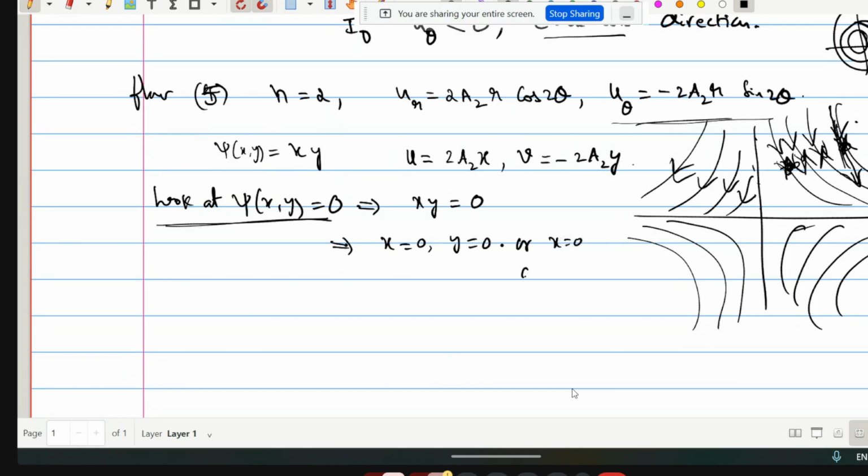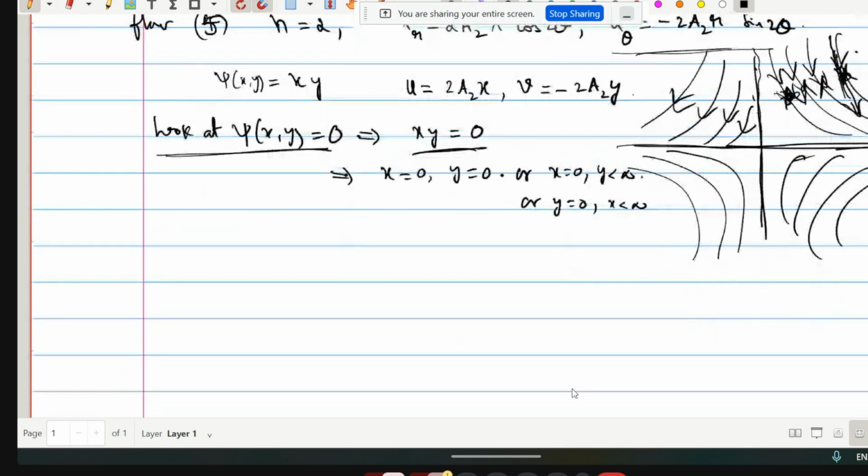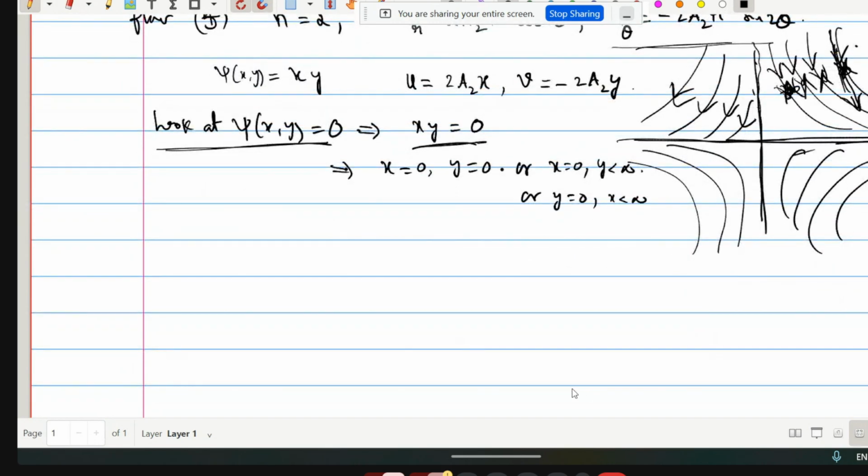Or x equal to 0 or y equal to 0, isn't it? And x positive. x has to be finite and y has to be finite. In that case, this will be 0, right? Psi equal to 0. So that means all these are fine on the x and y axis. So that's why you don't get the streamlines on the x and y axis. This x axis, y axis basically separates all the flows. That is why these are separate.